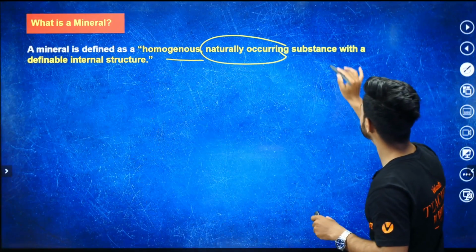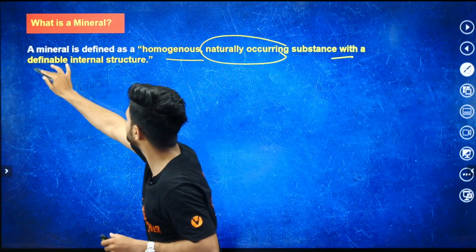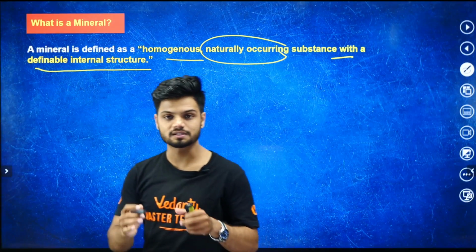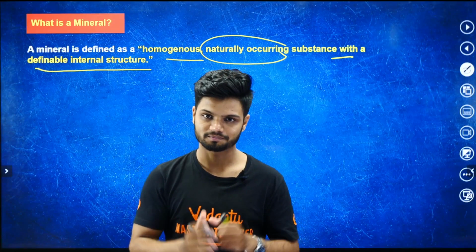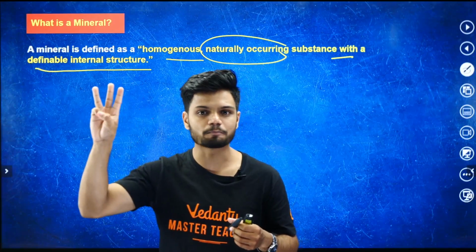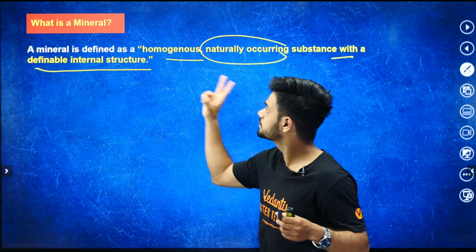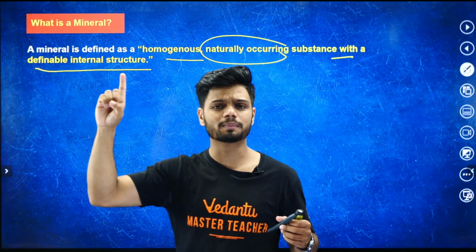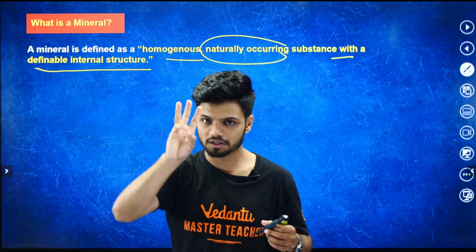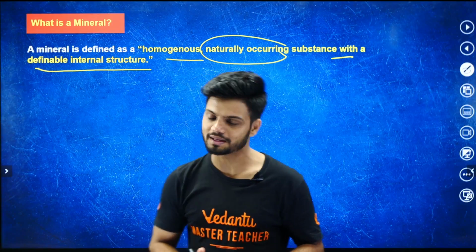It is a naturally occurring substance with a definable internal structure. That is, we can study the internal structure of a particular mineral. Clear? So 3 points. The first point is homogeneous in nature, naturally occurring, and finally definable internal structure. 3 points, 1 mark question.